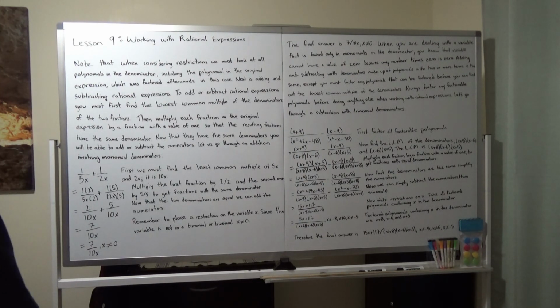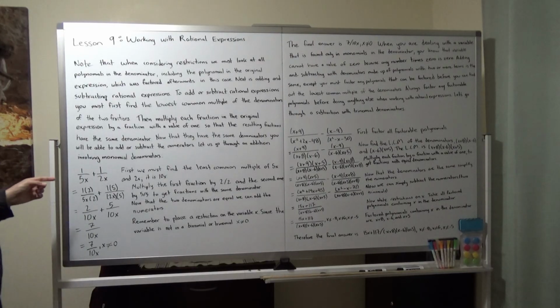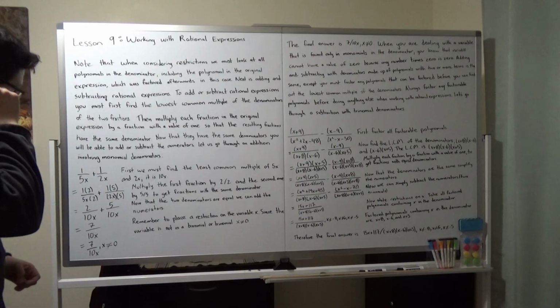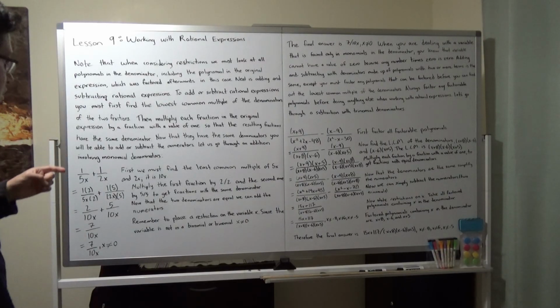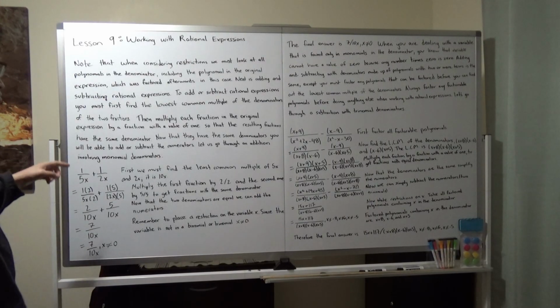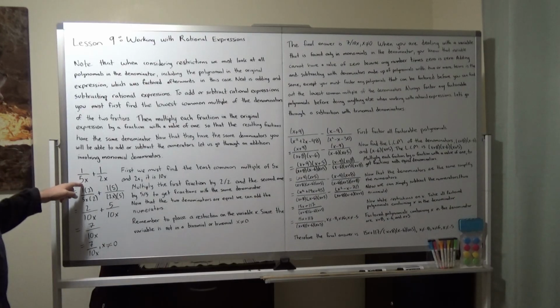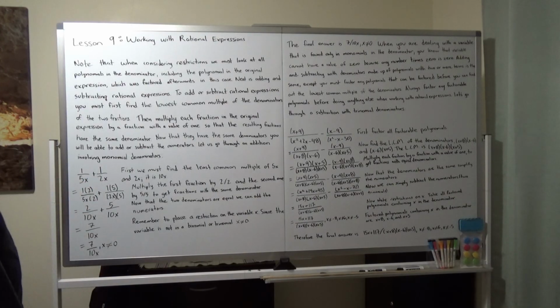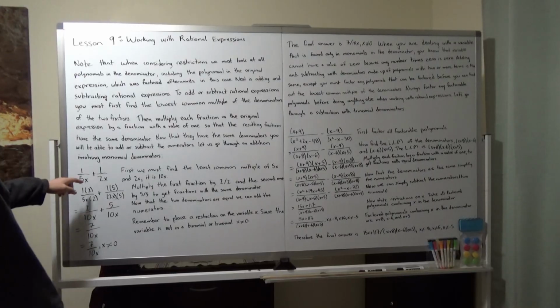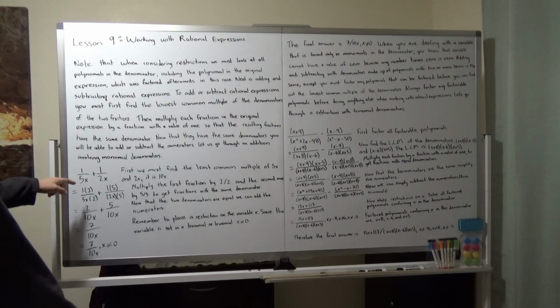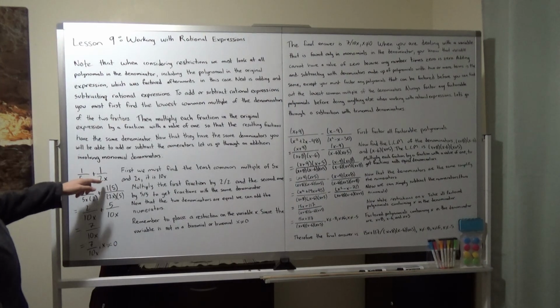Let us go through an addition involving monomial denominators. So we have 1 over 5x plus 1 over 2x. First we must find the least common multiple of 5x and 2x. It is 10x. How do we know it's 10x? Because the least common multiple of 5 and 2 is 10, and x doesn't change anything. So the least common multiple of 5x and 2x is 10x.